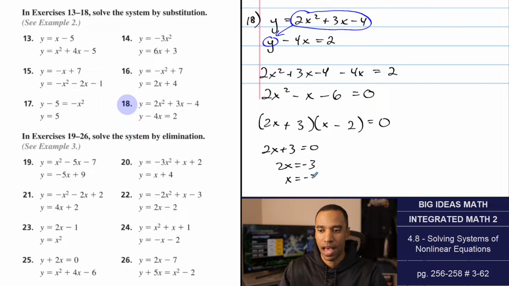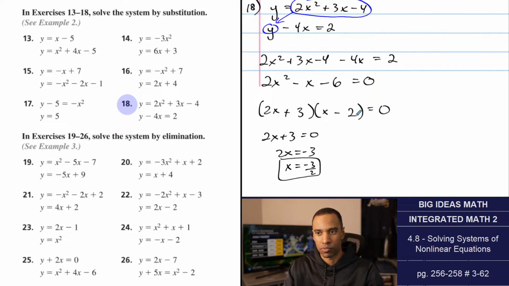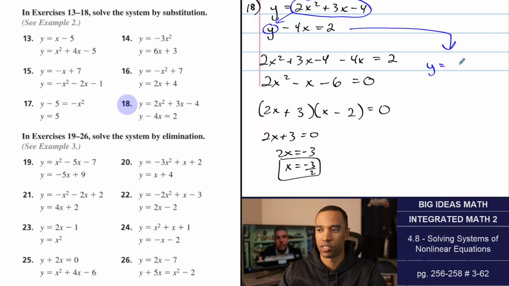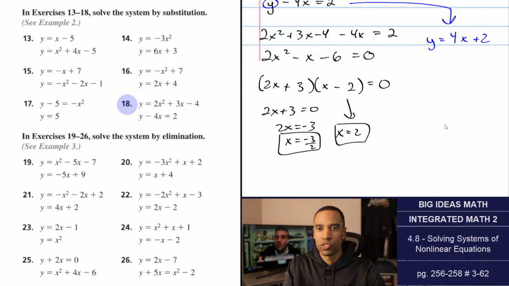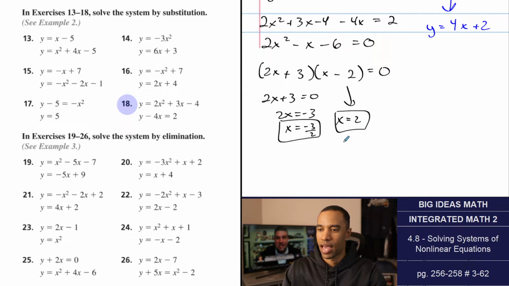So negative 3 halves, negative 1.5, if you will, is one of your x values. We will need to substitute that into one of our problems here, which is one of the reasons why you might want to set y by itself, by the way. This time I am going to add 4x over because I'm just going to go ahead and substitute it into that one, right? Anyway, this other one, guys, is x equals 2. If x equals 2, then y equals 4 times 2 plus 2, 8 plus 2 is 10.